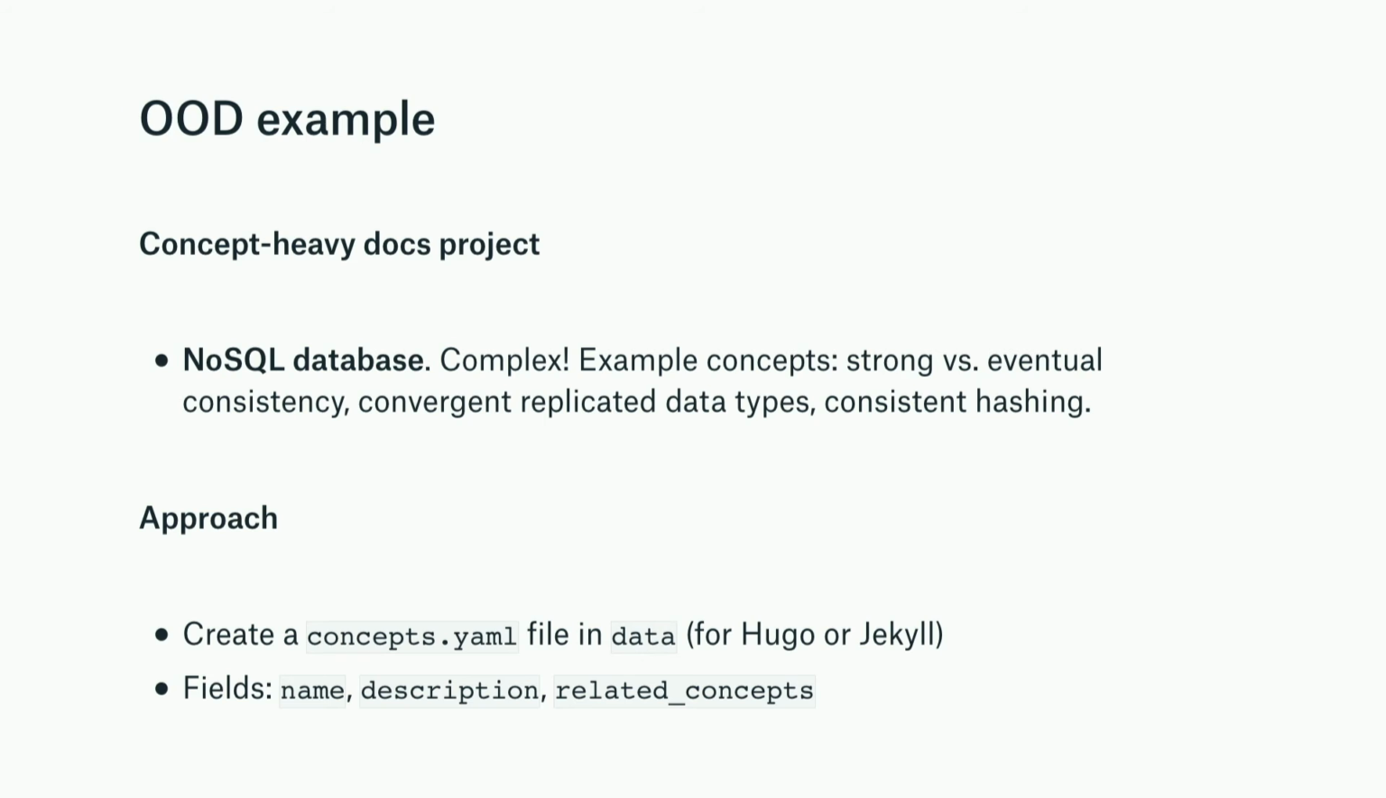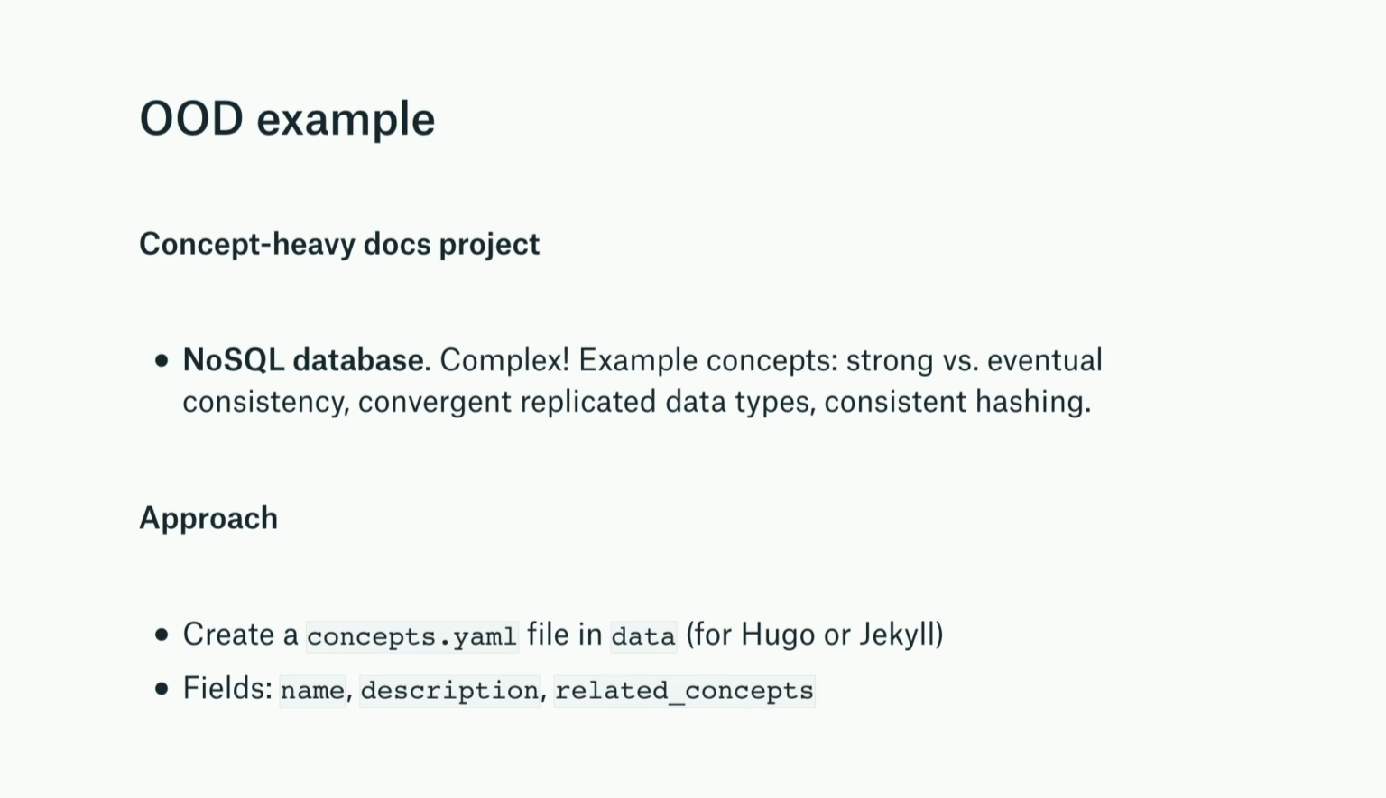So I'll give an example of an object-oriented docs approach. Imagine you have a very concept-heavy docs project, like a NoSQL database, which I've worked on in the past. NoSQL databases are very complex, and there are a lot of concepts that you have to get right. Some of these might be strong versus eventual consistency, convergent replicated data types, consistent hashing, lots of stuff.